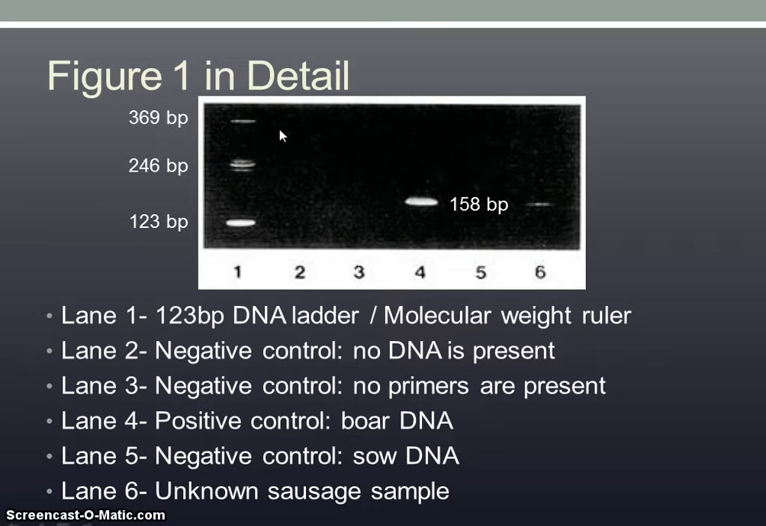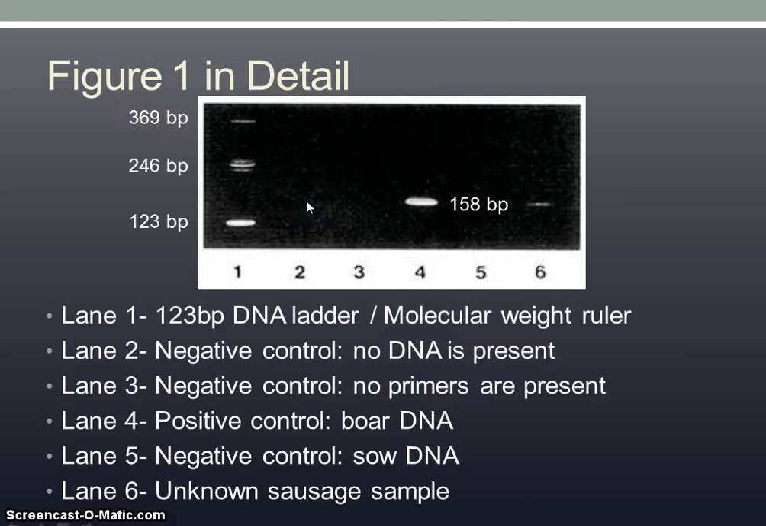In lane 2, we have one of our negative controls in which no DNA is present. Since no DNA is present, the primers have nowhere to bind and no DNA amplification can occur because no DNA is present to begin with. So as a result, in lane 2, no band has formed, which makes a lot of sense.